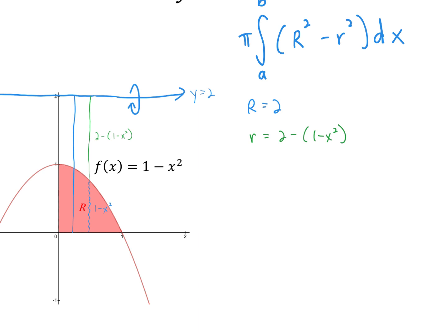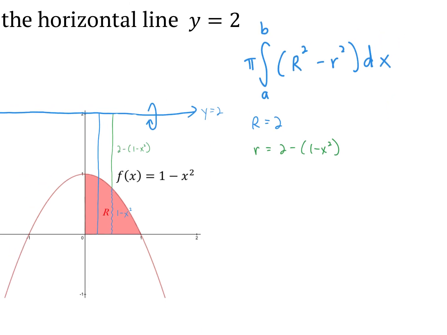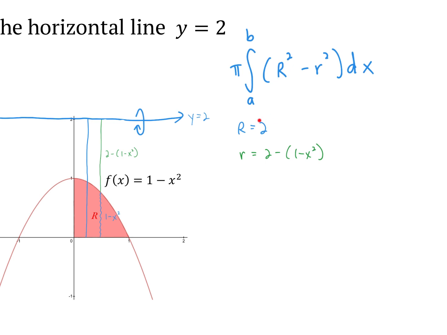Okay, so we really only have to get 3 things. We got big R is 2. We got little r, 2 minus 1 minus x squared. And then the limits, the last thing to get, just go from 0 to 1, just for the shaded region. So this whole volume is pi, and I'll go from 0 to 1. So big R squared is just 2 squared, then little r squared, and then this whole thing, we'll just put a dx there. And that's it. So that would be that volume.